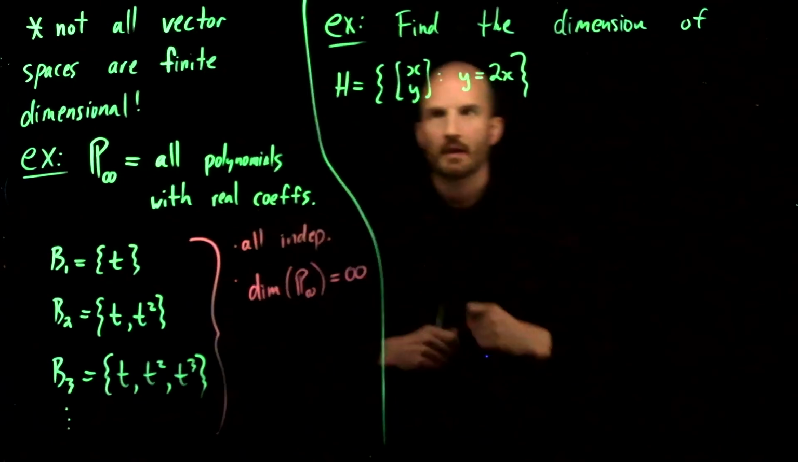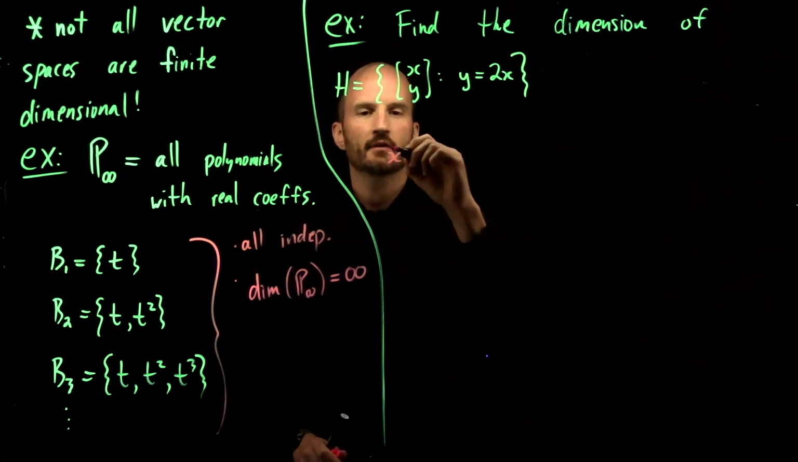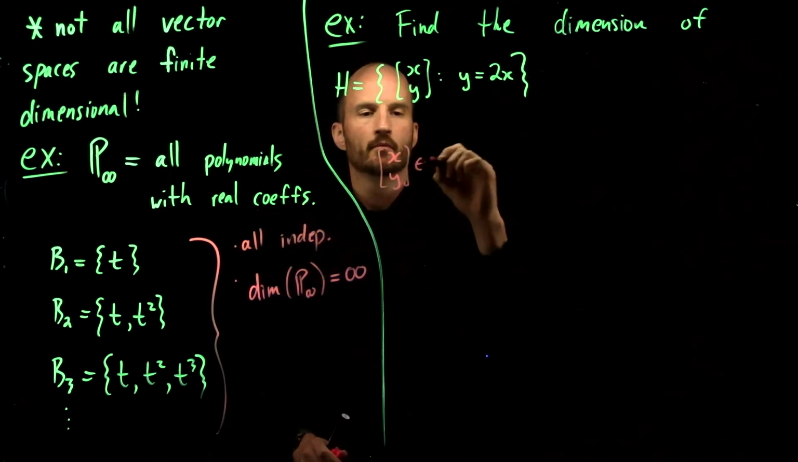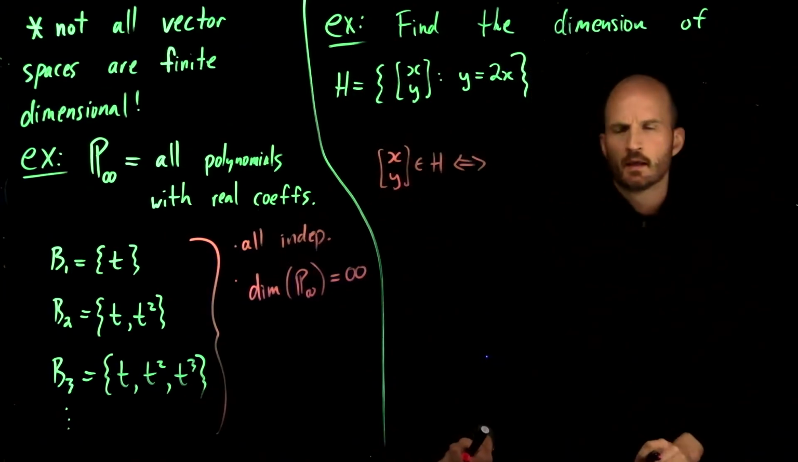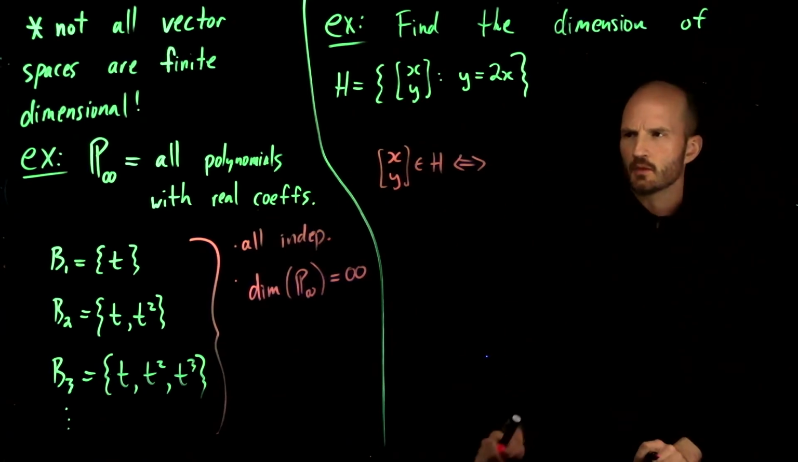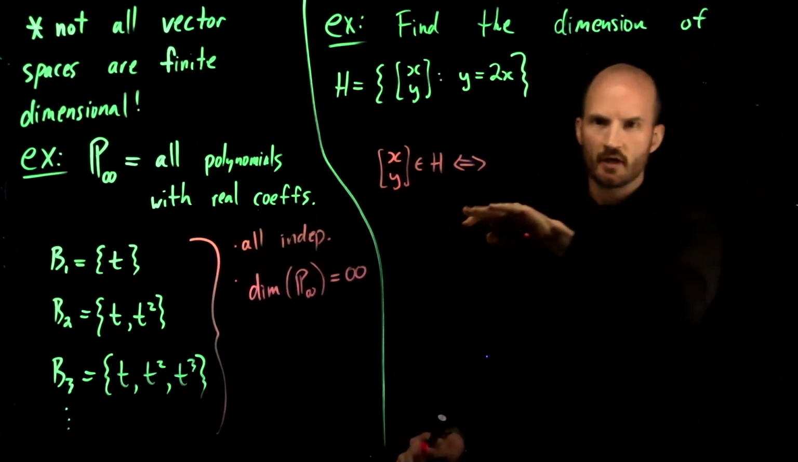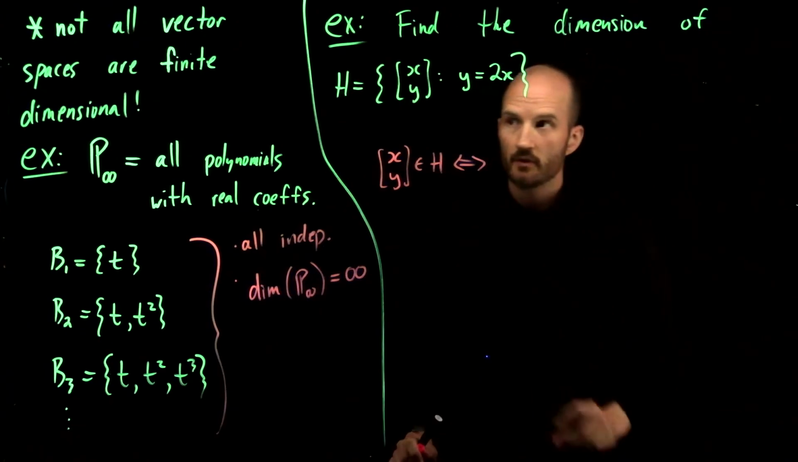So what am I going to do here? Well, let's say I have a vector in H. What can I say about that? Well, I'm going to put an argument here that I'm very, very familiar with, but hopefully you will become familiar with. I'm going to start talking about what's called an arbitrary element in H, and I will obtain some information about the dimension of H.